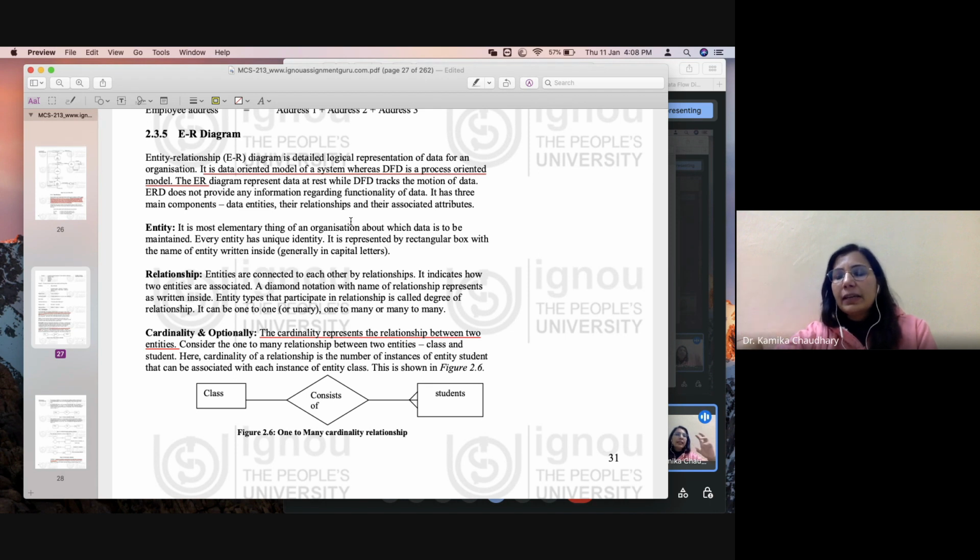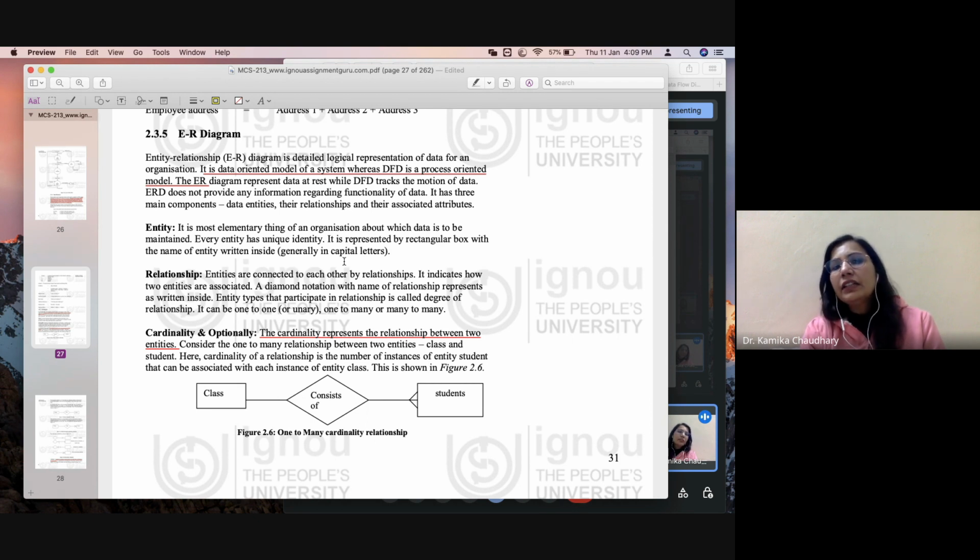So we have another diagrammatical or pictorial representation of the data, which is in the form of the entity relationship diagram. Now entities are there. And what is the type of relationship among the entities that we represent in the ER diagrams? We can see this example also. For example, class is an entity, student is an entity, and the relationship is shown by this diamond icon. You can see this diamond icon. It says consist of. What is the meaning of this? The meaning is that class consists of student. So there is a relationship existing between the class and the students. Right. So that relationship is shown by this consist of diamond shape icon.